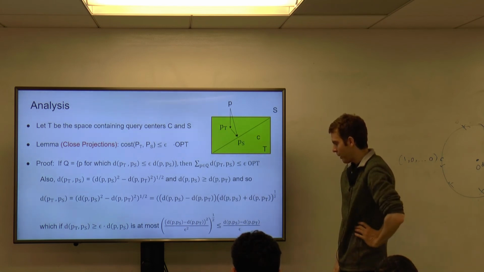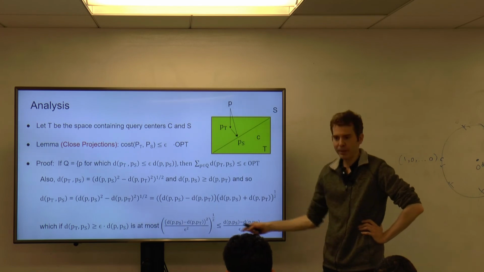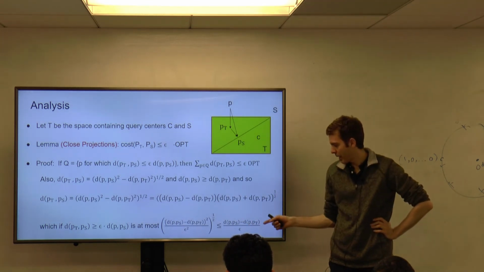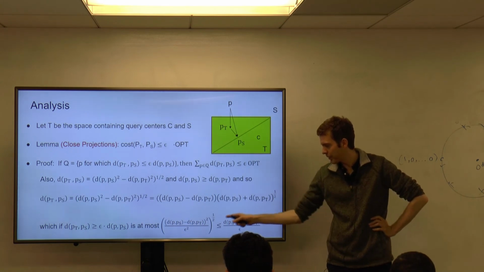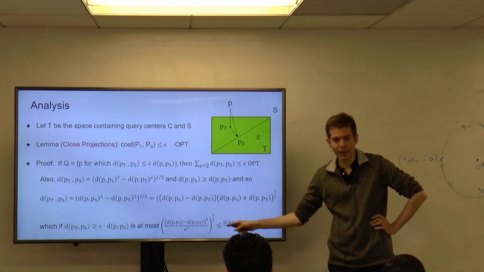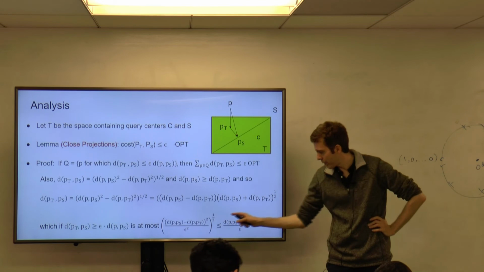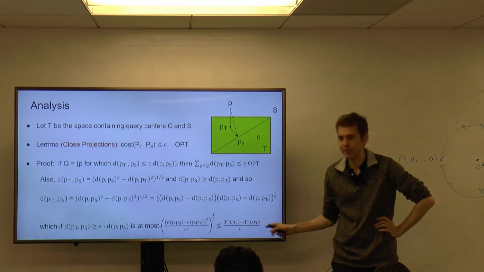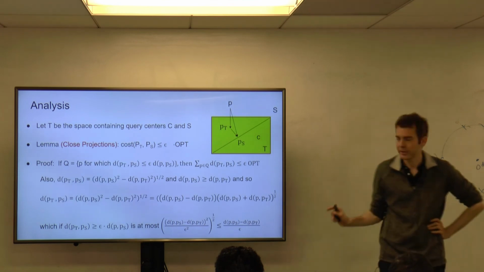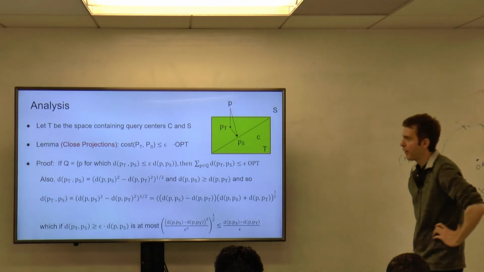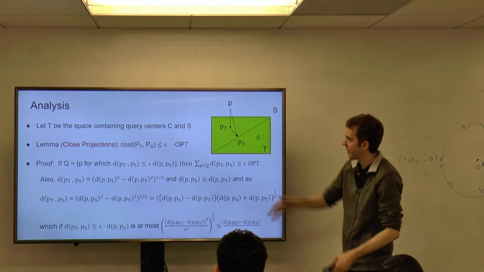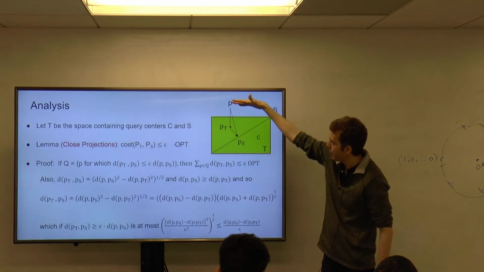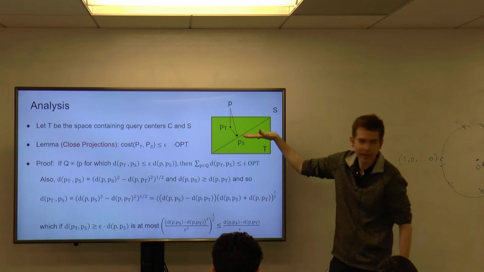So now what do we know if we sum over all P? We know that by definition of the algorithm, T cannot improve this cost by more than epsilon squared opt, right? And so when I sum over all P, the numerator is going to be epsilon squared opt. I divide by epsilon and I get epsilon opt at the end. Okay, so this is just a proof of close projections, meaning that when I project my points onto T, they're on average close to the projections onto S.